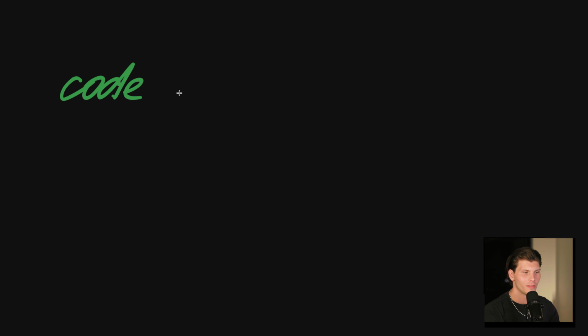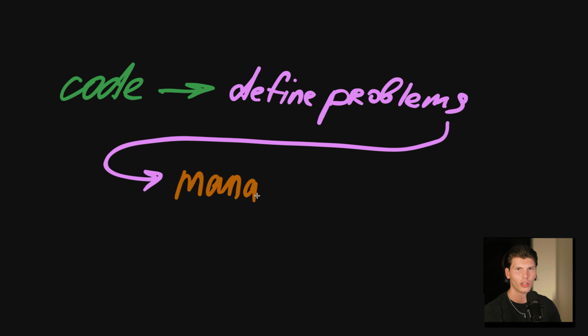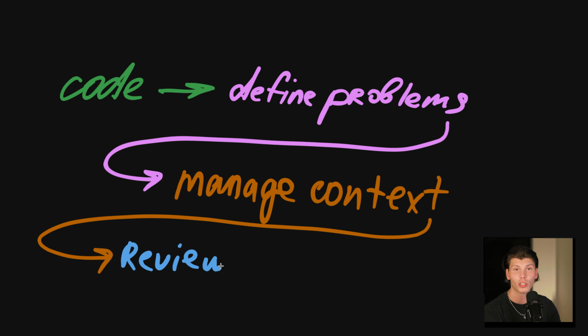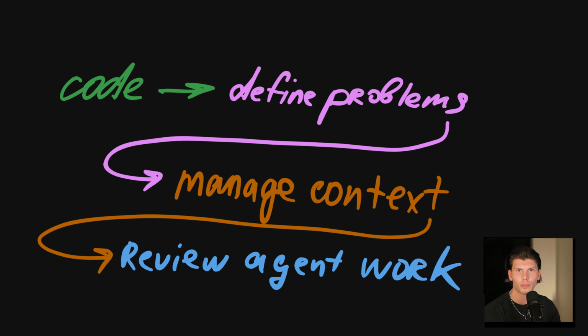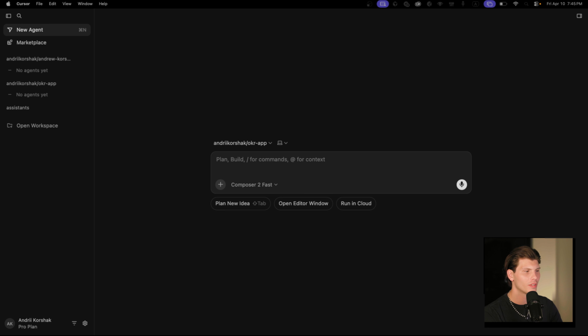So the idea is that instead of writing code, you are going to define problems, set context, and review what agents produce. Cursor 3 is a product built around that reality. Let's look at what's actually new. The first thing you notice is that the file tree is gone. No tabs, no terminal. The whole interface is rebuilt from scratch. It is not a VS Code fork anymore. It is rewritten in Rust, and it's centered around one thing: managing agents.